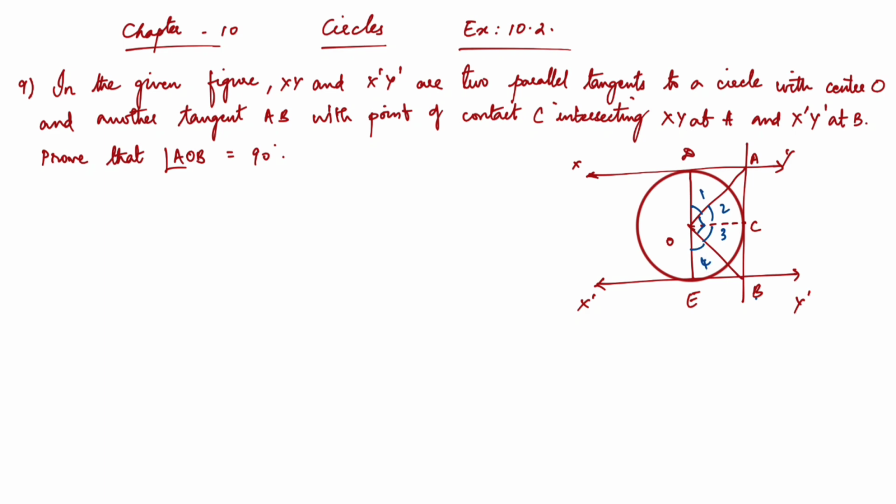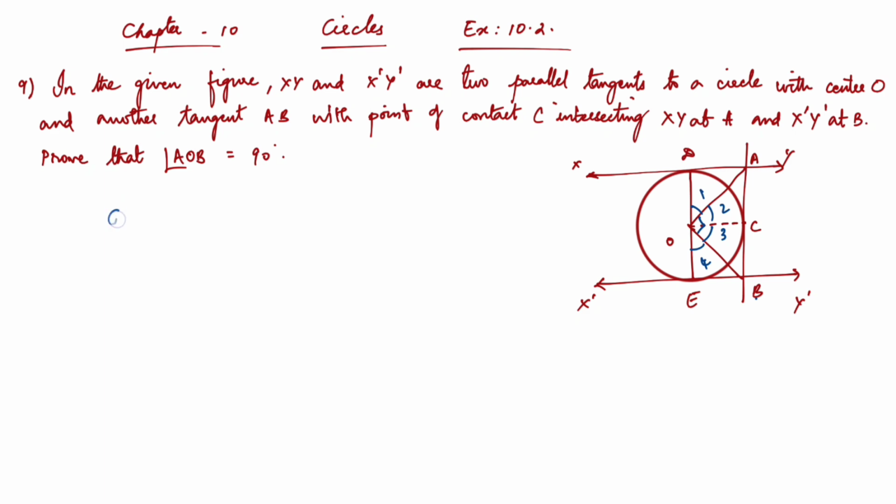To get angle 2 plus angle 3, that is angle AOB, equal to 90 degrees, we have to prove angle 1 and 2 are equal, 3 and 4 are equal. How can we do it? We can prove it by using congruency of triangles. Triangle AOD and triangle AOC are congruent, and triangle BOC and BOE are congruent. We have to prove them. Let us see how to prove them.